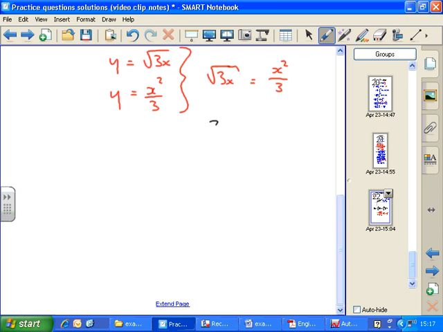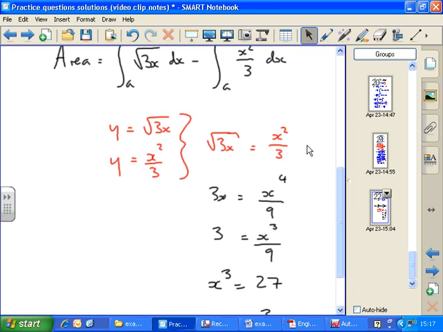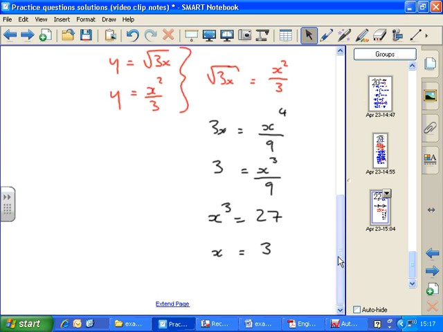We get that 3x equals x to the 4 over 9. Dividing both sides by x, we get 3 equals x cubed over 9. And multiplying both sides by 9, we get x cubed equals 27. So x is the cube root of 27, which is 3. And looking back at the function, we can see that another value of x that would allow this to be true is x equals 0. So the points of intersection are x equals 3 and x equals 0.